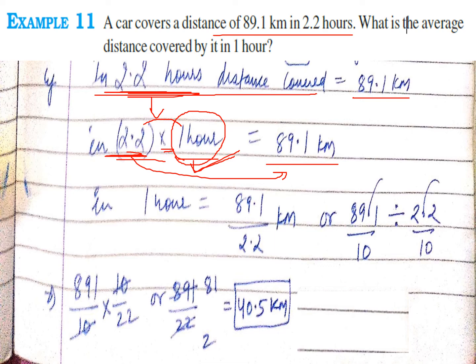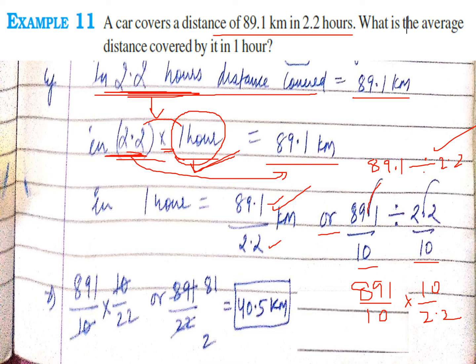So 1 hour is equal to 89.1 upon 2.2, or you can say it is 89.1 divided by 2.2. It depends on you. You want to solve like this or like this, whatever is easy for you. So just remove decimals: 10 will come, 10 will come. Then you have to reciprocate it. It becomes 891 upon 10 multiplied with 10 upon 2.2. As 10 is cutting completely, I will cut.